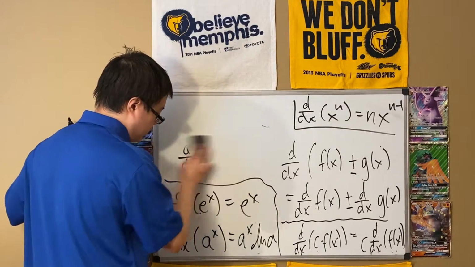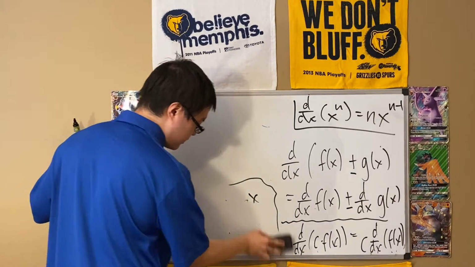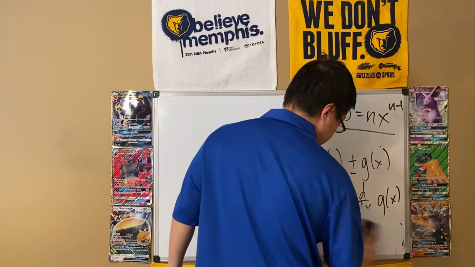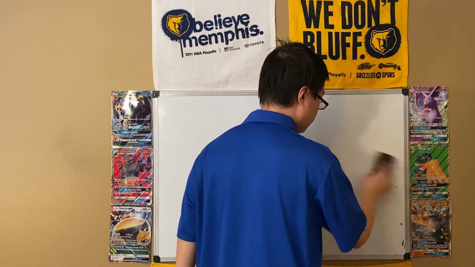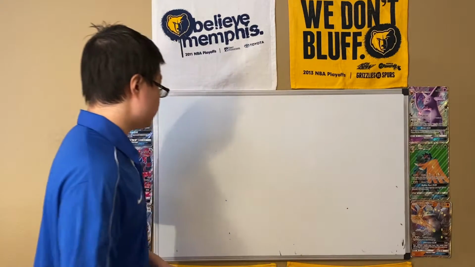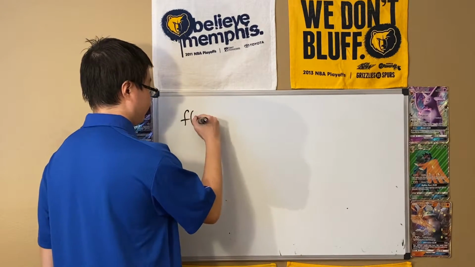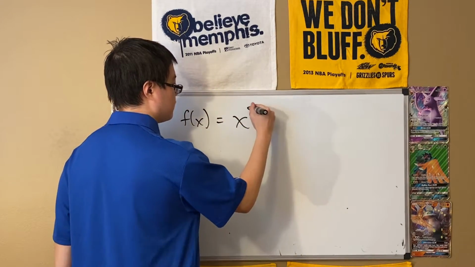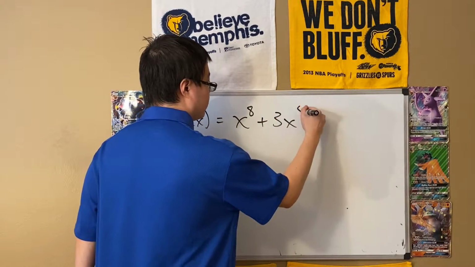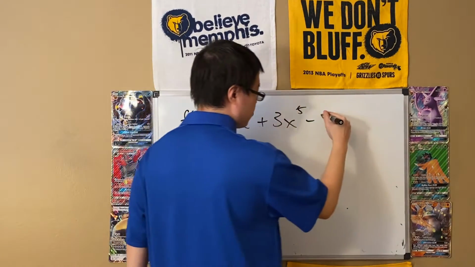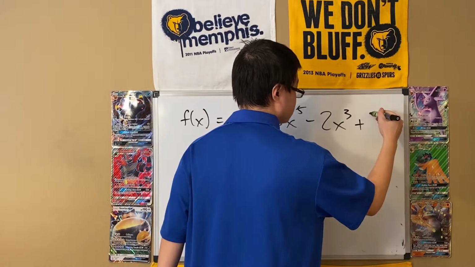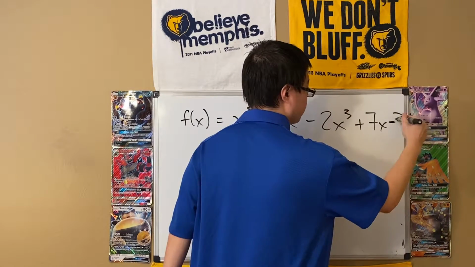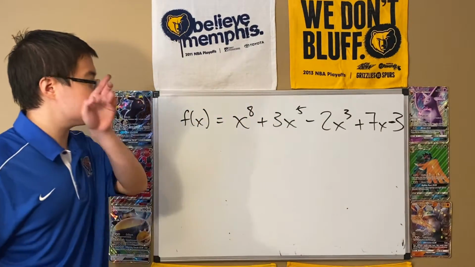So I'm going to erase this guy right here. I'm going to erase this. I'm going to erase this. Let's just erase everything, even the power rule, because I think we'll know the power rule. Let's see if we remember it throughout these examples. So my first example is going to be f of x equals x to the 8th plus 3x to the 5th minus, let's say, 2x to the 3rd plus 7x minus 3. So hopefully you can see that minus 3 squeezed in.